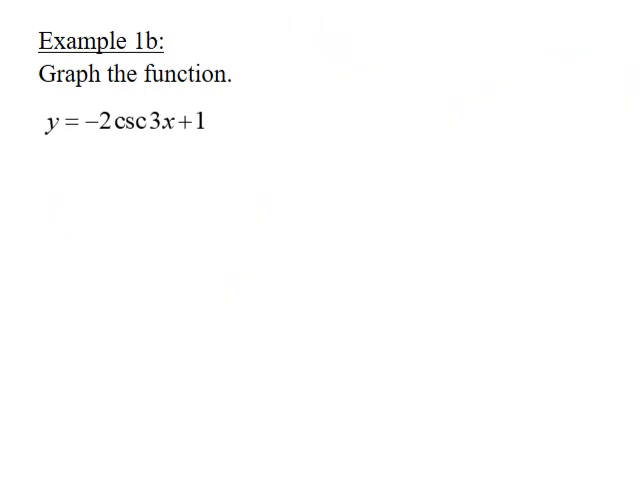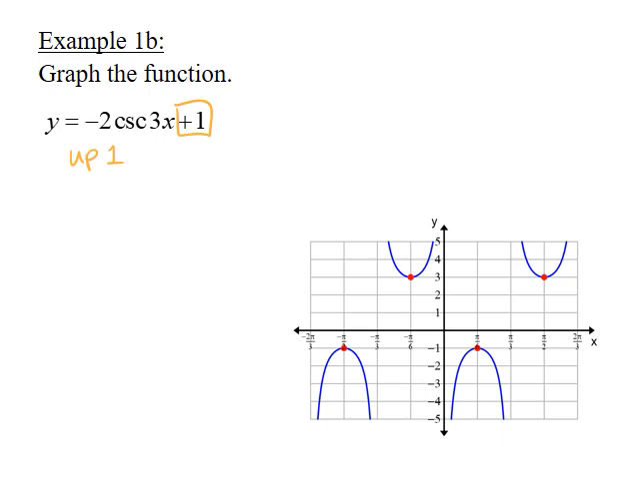Here we have -2 cosecant of 3x plus 1. This is the same as the previous example. The only difference is we have a plus 1. So it's the same as the previous example, but we've shifted everything up 1. So what I've done is I have shifted the baseline, and I'll show you what happens here. So instead of this being the baseline, we have moved it up 1 unit. So the baseline is now here.